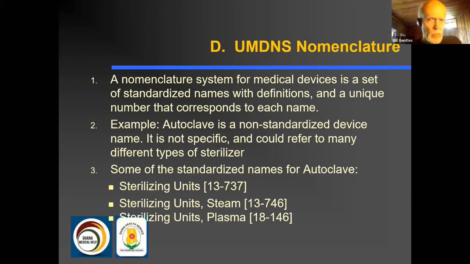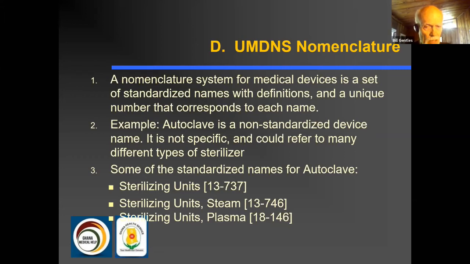A common device that you'll find in your inventory is autoclave. However, the term autoclave is really a non-standardized device name as far as UMDNS is concerned, because it's not specific, and it could refer to many different types of sterilizing equipment. So in the UMDNS, there are numerous different standardized names for different types of autoclave. The most general one is sterilizing units, and there's a 5-digit code associated with that name.